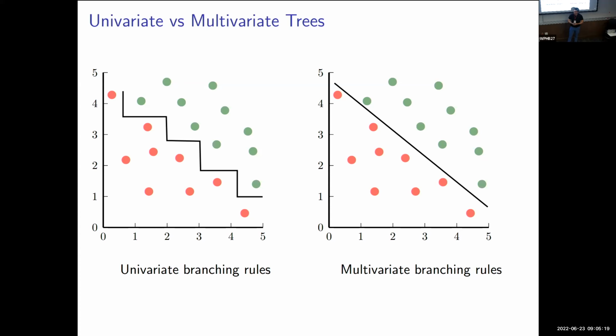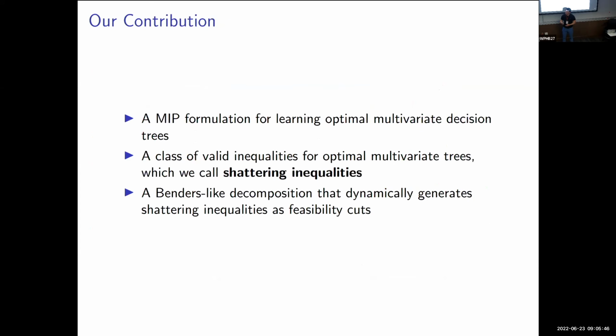This picture right here is an example of what happens when you look at this data set and you apply a univariate tree to it versus a multivariate tree. With the multivariate branching rule, it just takes one rule to split the data points exactly, whereas you get this sort of staircase pattern when you use a univariate tree. So I would actually argue it's arguable which one is more interpretable at the end of the day, but this is a little bit of justification for why this problem might be interesting.